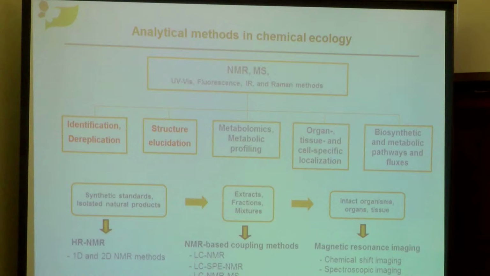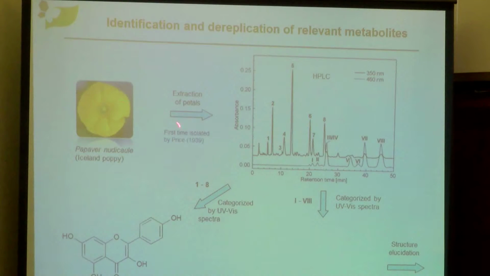I will start with an example of identification. So this is the flower of the Iceland poppy plant. This is an interesting plant because this pigment has been investigated for many decades. So the first time it was isolated in 1939, and this example shows that in this petal there are many different compounds, and it is important to find out which compounds are really interesting.